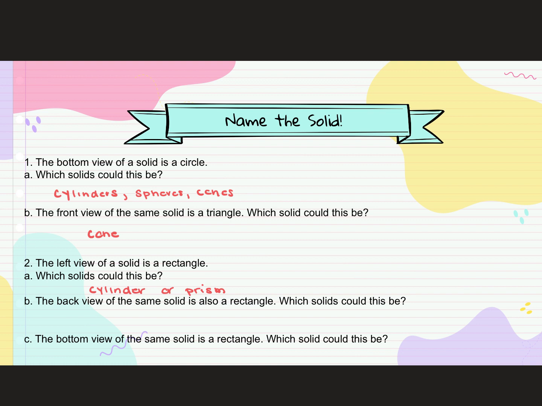It says the back view of the same solid is also a rectangle. Which could this be? So again, looking at the back view, we still again have a cylinder or prism. All right. Now it says the bottom view of the solid is a rectangle. Which solid could this be? So looking at cylinder or prism, we know that this is going to be a rectangular prism. So this is kind of similar to guess that shape.